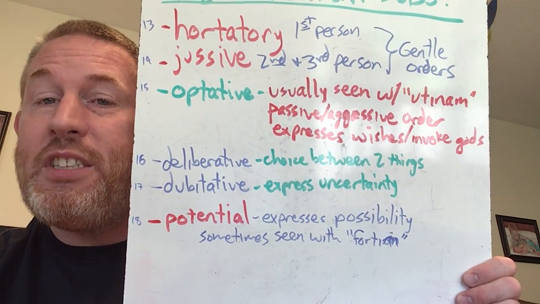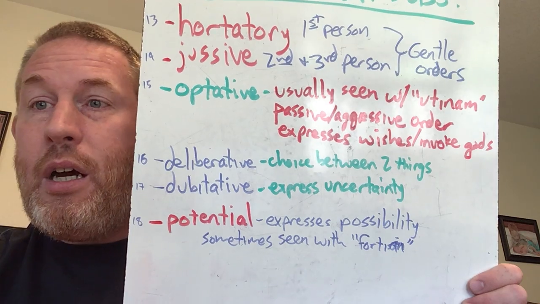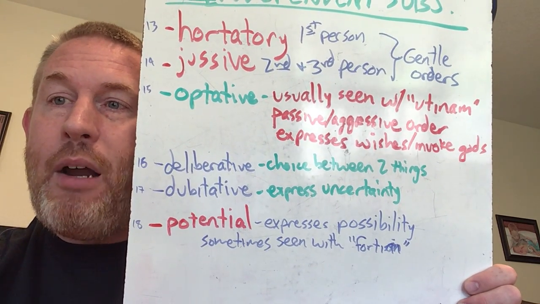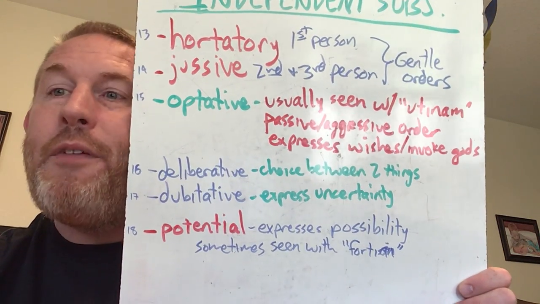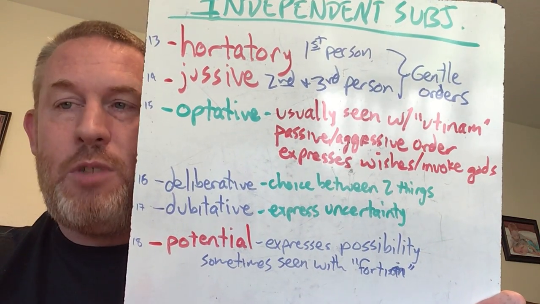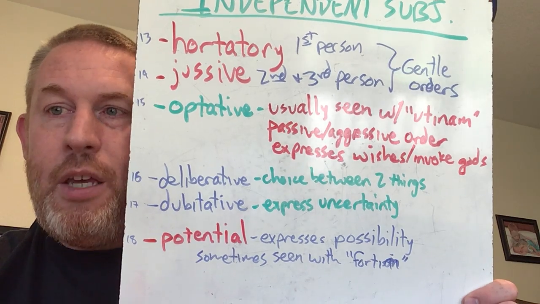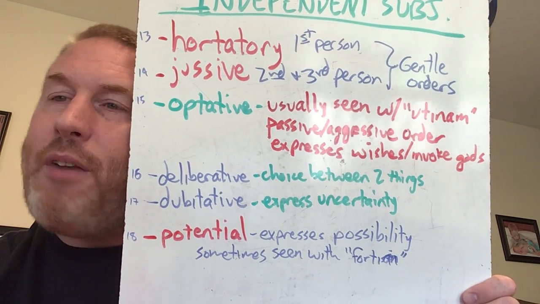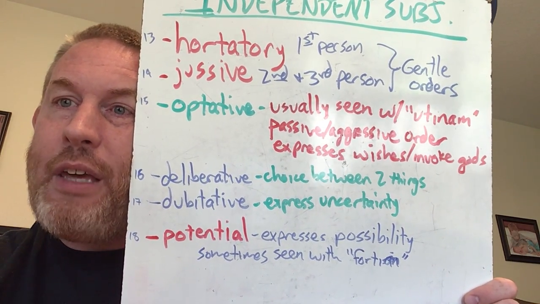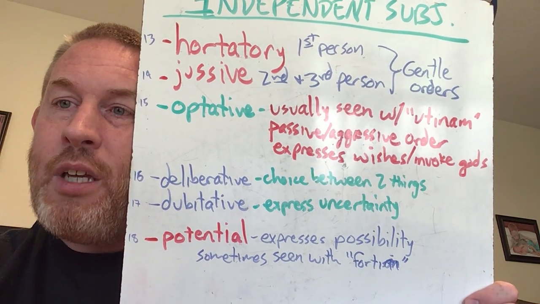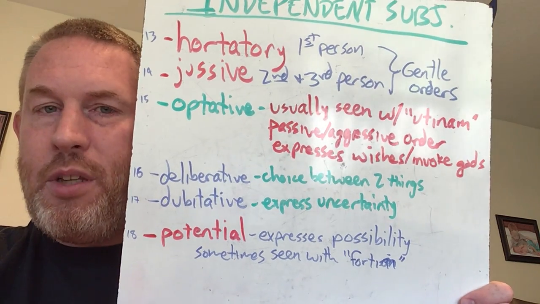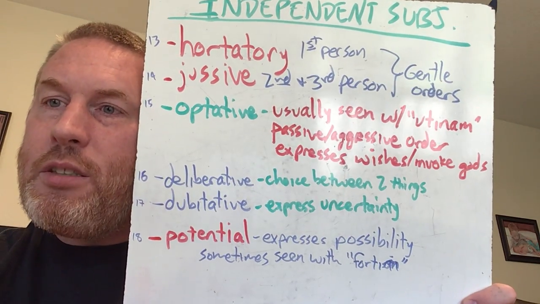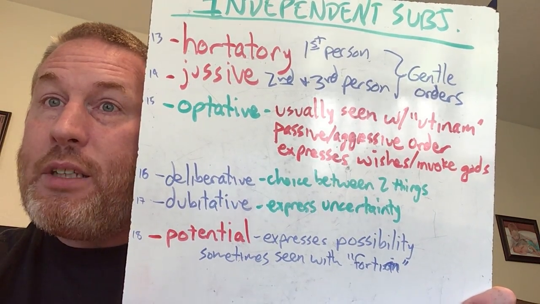Sometimes you'll see it with fortisan, but not always. And potential is the very, very bottom one, because if it doesn't fit any of these other ones, it's potential. If it doesn't fit any of the other 17 subjunctives, it's going to be potential. It's rare, but it shows up. It's kind of like how the ablative seems to be the catch-all for other cases. This is the catch-all for subjunctives. Okay, so it expresses possibility. You'd think it would make more sense. And that's the example.